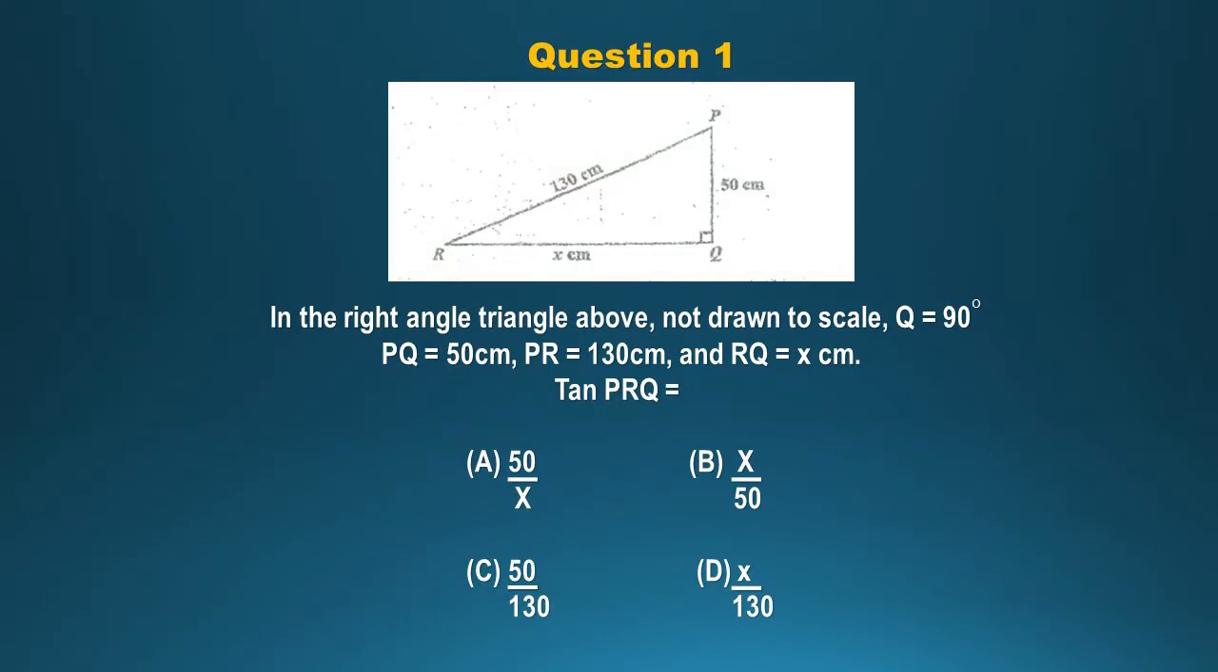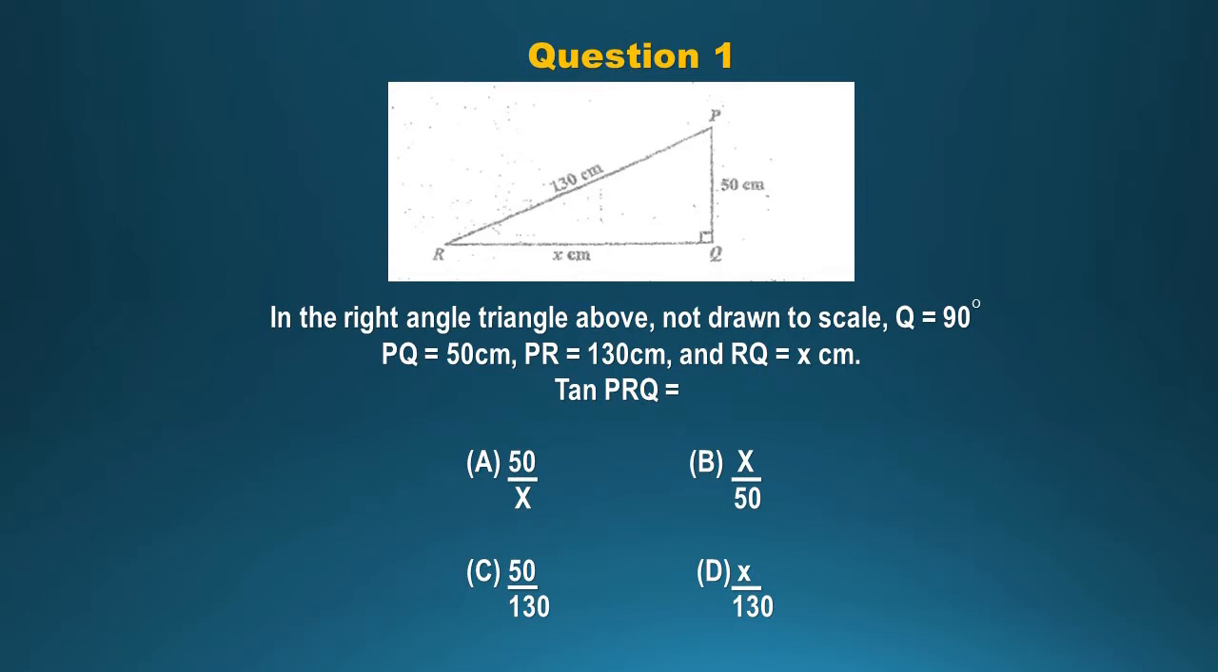Let us look at this question here. The items refer to the following diagram. Here you would have seen we have a right angle triangle, RQP. What they tell us is that angle Q, the right angle, is equal to 90 degrees. The length PQ is 50 cm, and QR is 130 cm. They're asking you to find tan PRQ.